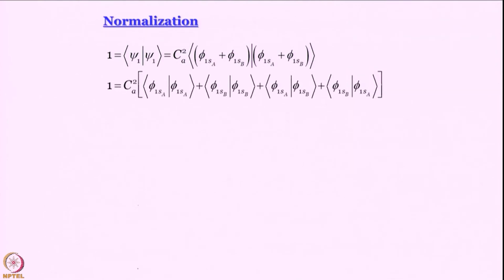Ca square multiplied by integral 1sa square plus integral 1sb square plus integral 1sa 1sb plus integral 1sb 1sa. Okay. These, as we know, are 1 because the s orbitals are individually normalized. What about these two? These are not 0. These are quantities that come up when we do valence bond theory treatment as well. The only difference is that for valence bond theory we cannot work with H2 plus, we have to work with H2 because it requires 2 centered 2 electron. Okay. So, what is this integral?